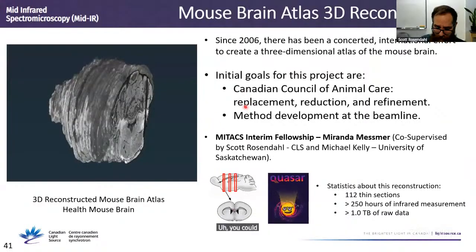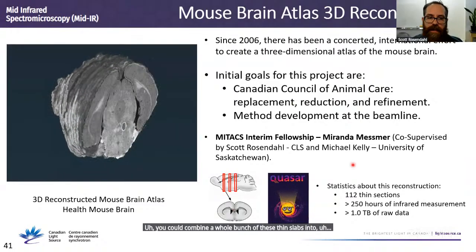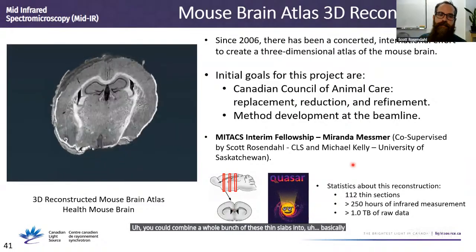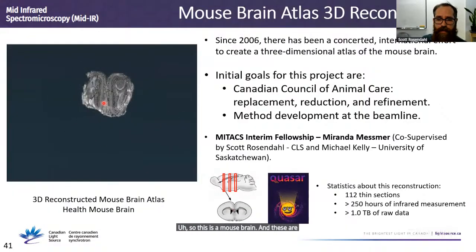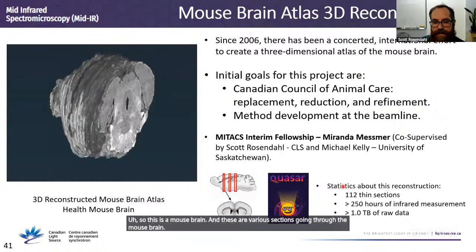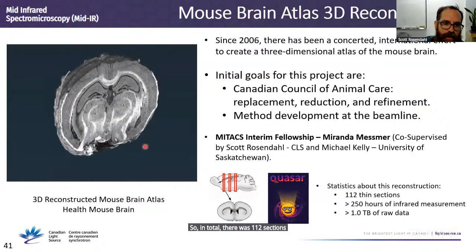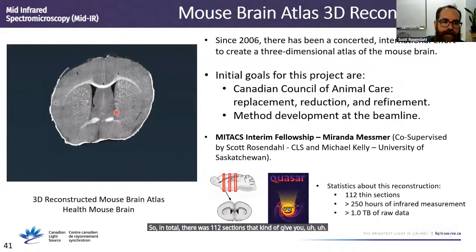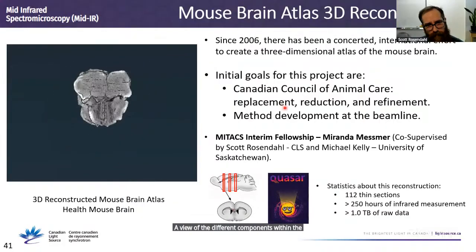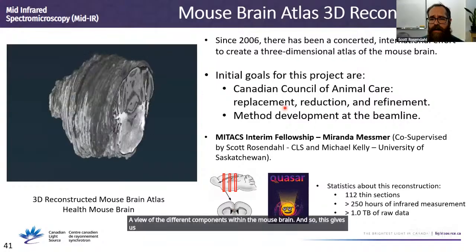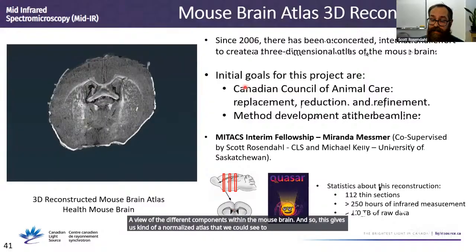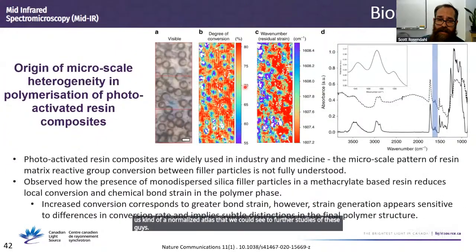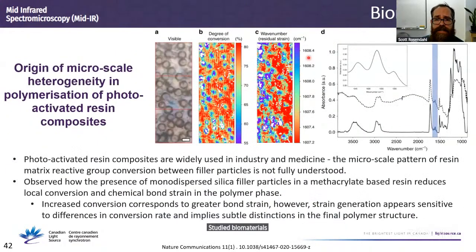You could combine a whole bunch of these thin slabs into basically a reconstruction, if you will. So this is a mouse brain, and these are various sections going through the mouse brain. So in total, there was 112 sections that kind of give you a view of the different components within the mouse brain. And so this gives us kind of a normalized atlas that we could use for further studies of these guys.